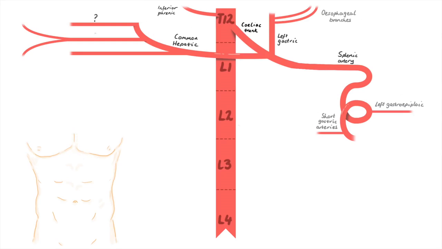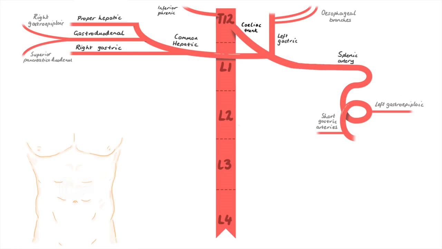From the common hepatic, we have three branches. 1, the proper hepatic. 2, the gastroduodenal. And 3, the right gastric. From the gastroduodenal, we have the right gastroepiploic and superior pancreaticoduodenal.